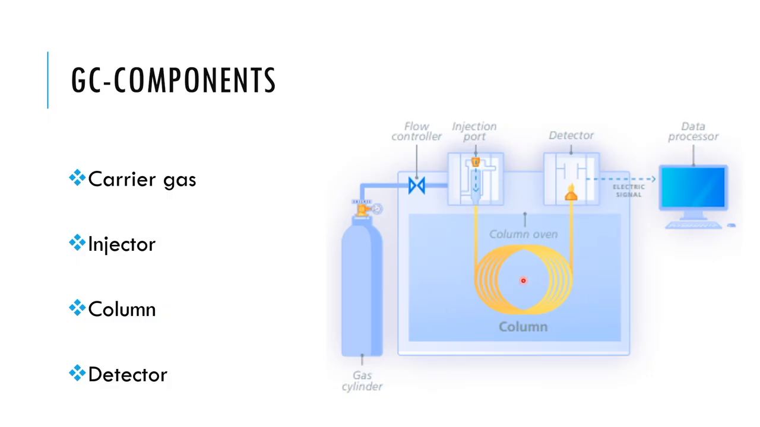Usually a GC will have only one carrier gas. If you have two or three columns inside the oven, you have separate carrier gases for them. But if you choose a flame ionization detector, you have two more cylinders for creating the flame, like hydrogen and oxygen cylinders, which get added.